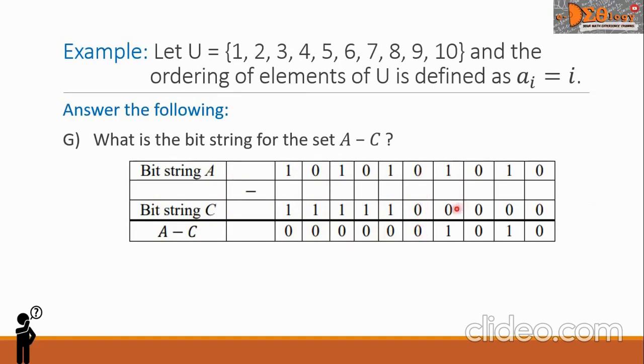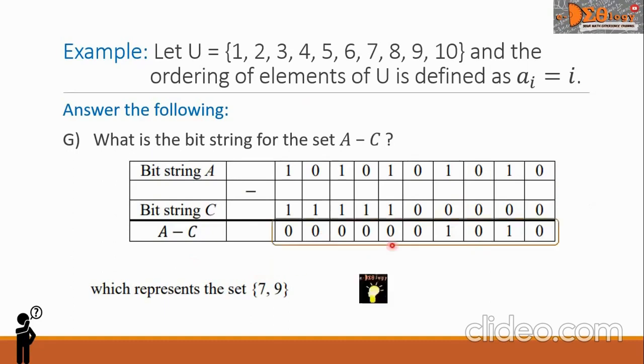1 minus 0 is 1. 0 minus 0 is 0. 1 minus 0 is 1. 0 minus 0 is 0. This bit string represents the set with elements 7 and 9. This is the final answer.